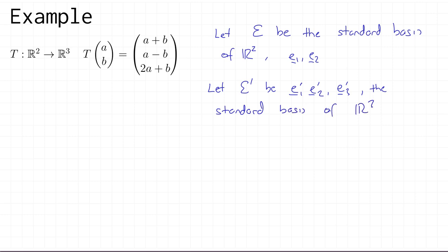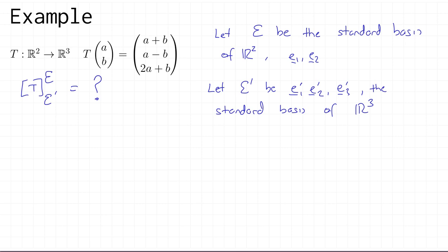So the question is, we want to find the matrix of T with respect to the initial basis, the standard basis of R squared, and final basis, the standard basis of R cubed. That wasn't a very good 3. That's better. Okay, so the question is, what is this? How can we work it out?